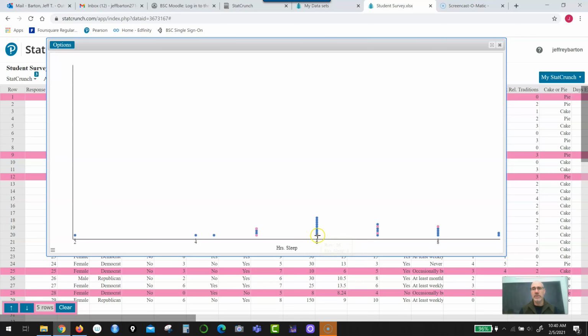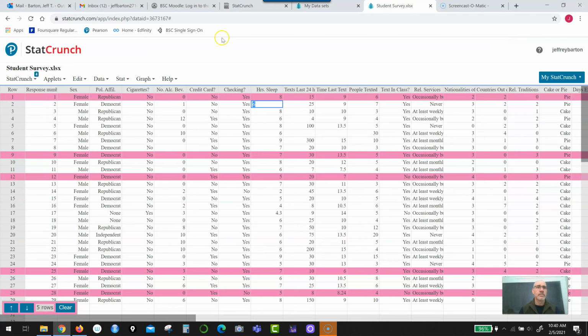So 1, 2, 3, 4, 5, 6, 7, 8, maybe 8 or 9. And that, because it is the most common response, is referred to as the mode. Right? And it's possible to have more than one mode, but the mode in hours of sleep for the BSc students in our sample was 6 hours. All right, so that's a dot plot.